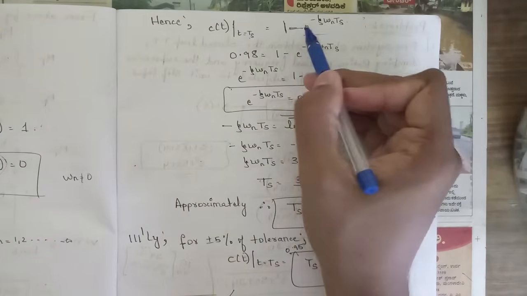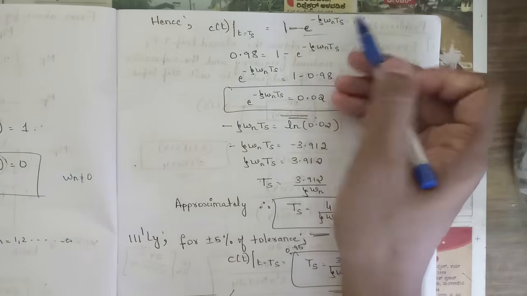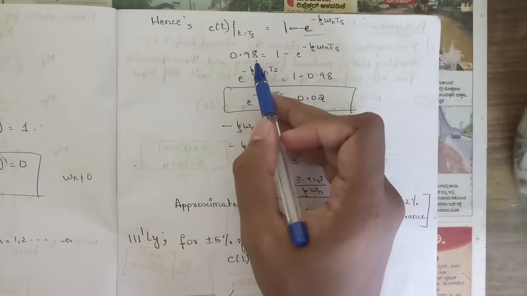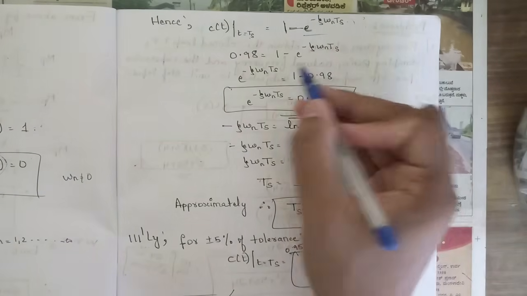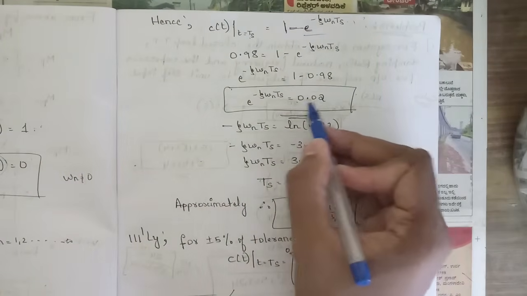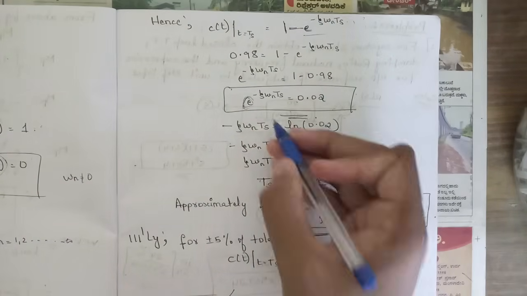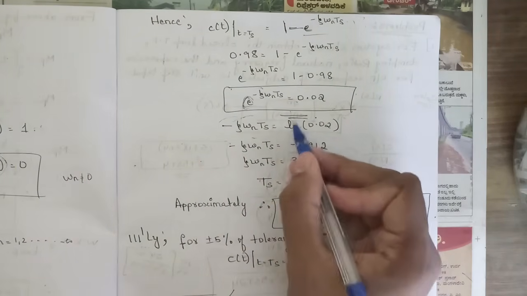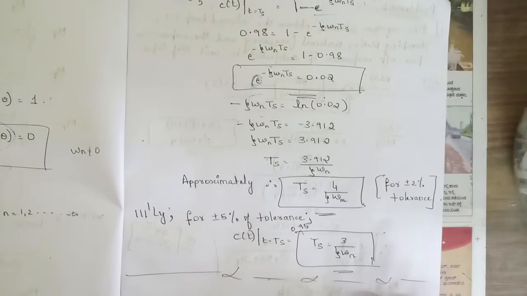We are left with only this term, 1 minus e to the power minus zeta omega n ts. Again, substitute the value of C of t, which we have just taken after the tolerance error, 0.98. So 1 minus e to the power minus zeta omega n ts is equal to 0.98, so e to the power minus zeta omega n ts is equal to 0.02. Now take the e to the other side, so we are left with zeta omega n ts equal to ln of 0.02. Ln of 0.02 is minus 3.912, you can check it in the calculator.